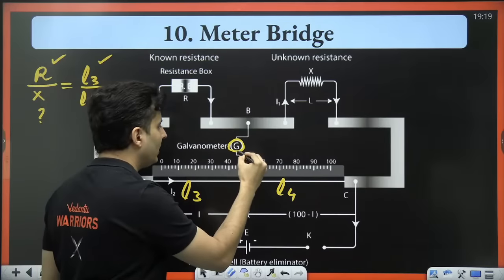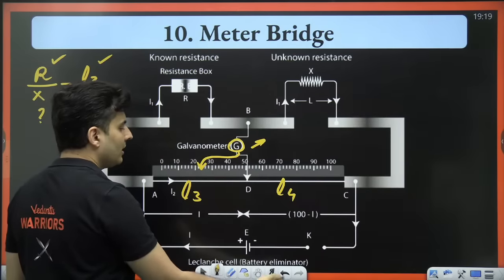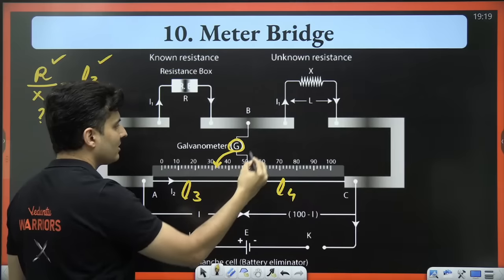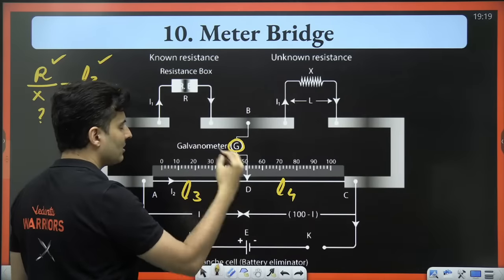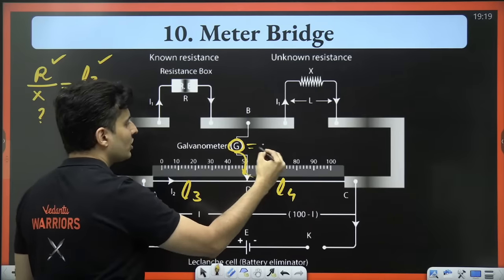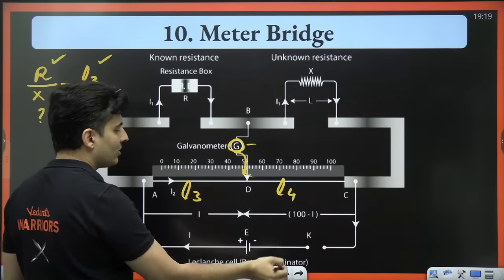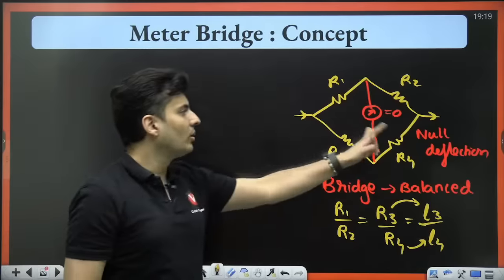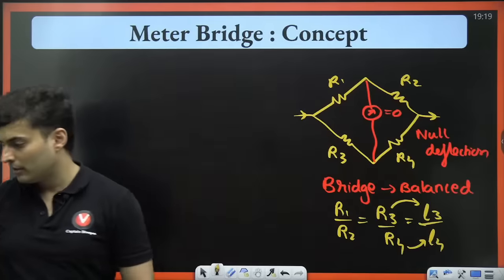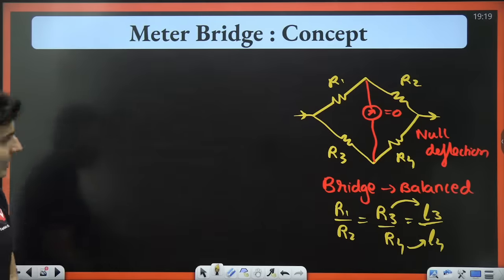This galvanometer is first tried and tested here. If it shows reading, then you move this point somewhere else. If it still shows reading, then again you move the point. If it shows zero, then you stop and only then measure it. That is called your null deflection length, because there is no deflection in the galvanometer. That's the idea behind it. Is that okay? Very good.